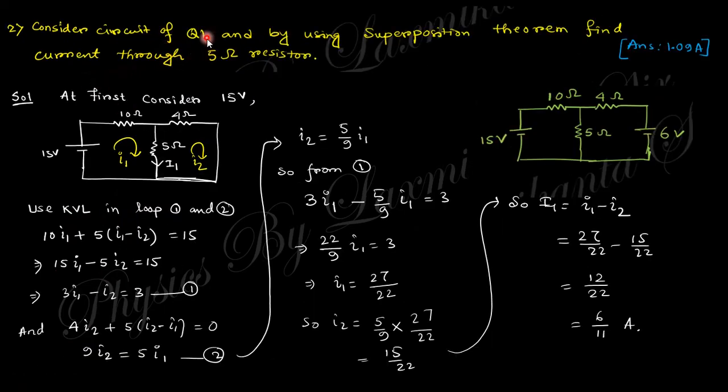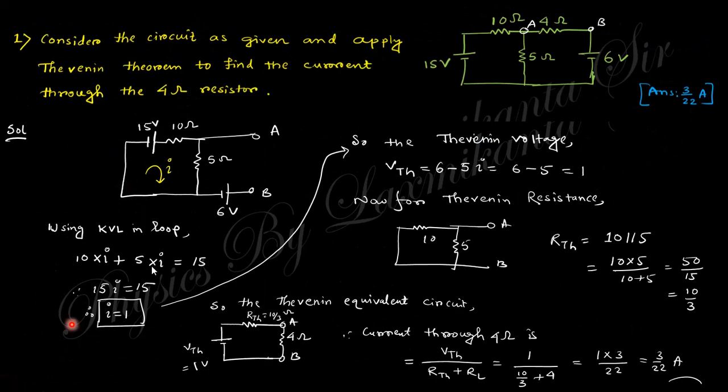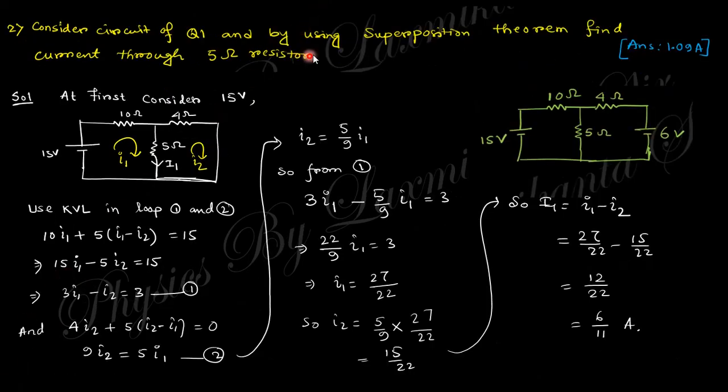The next question says, consider the circuit of Q1, that is this circuit, and by using the superposition theorem find the current through this 5 ohm. So you need to find the current through this 5 ohm using the superposition theorem. I think you know about the superposition theorem, we already discussed it in the theoretical part. So if you consider the 15 volt voltage source, you will get the current across the 5 ohm, and if you consider the 6 volt, you will get another current. The superposition of these two currents will be the total current in this circuit.